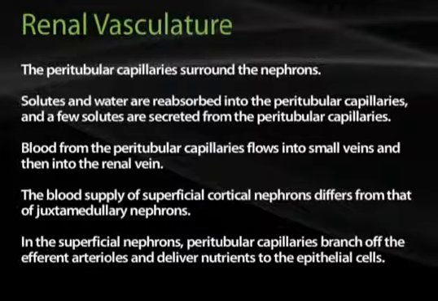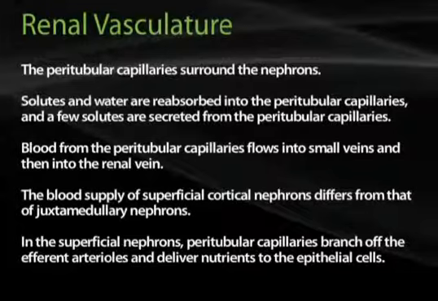The peritubular capillaries surround the nephrons. Solutes in water reabsorb into the peritubular capillaries, and a few solutes are actually secreted from the peritubular capillaries into the tubular lumen. Some medications are also secreted from the peritubular capillaries into the tubular lumen, specifically diuretics, which work on the tubular epithelial cells. Blood from the peritubular capillaries flows into small veins and then into the renal vein.